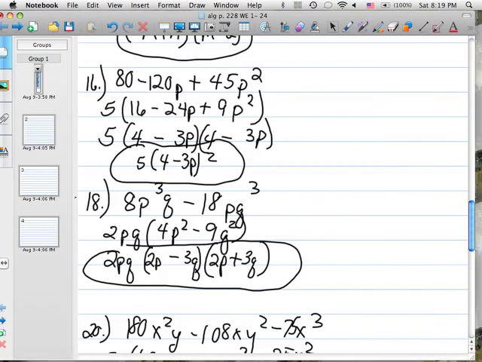The square root of 4p squared is 2p. The square root of 9q squared is 3q. One of them is minus, one plus.